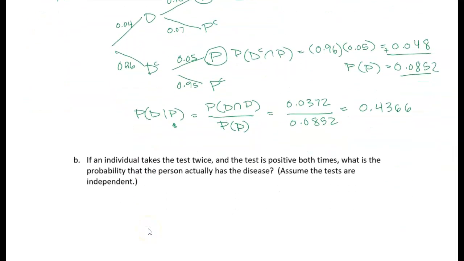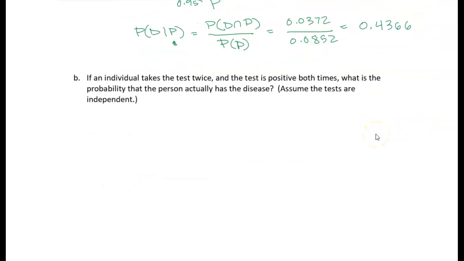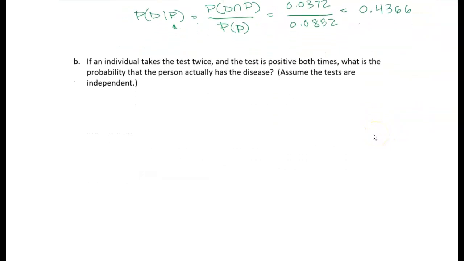So now, let's say you get tested twice. So you test positive. If you test positive, you're maybe going to take it again, especially since this calculation is telling you that given that you tested positive, you only have a 43% chance of actually having the disease. So you might want a second opinion, right? You might want to try it again. All right, so let's see what happens.